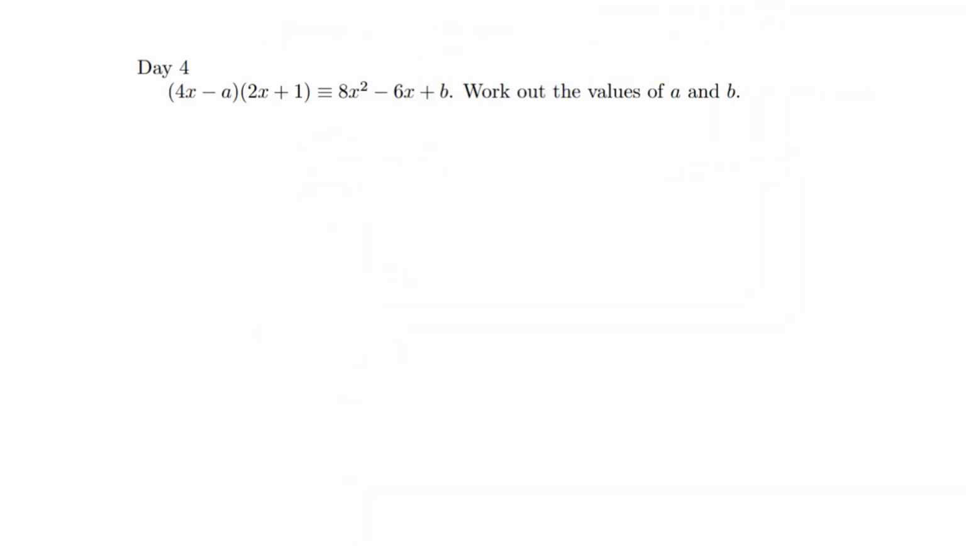So today's question is double brackets and identity. We've got (4x minus a) all multiplied by (2x plus 1), and that's identical to 8x squared minus 6x plus b. And you're asked to work out the values of a and b.